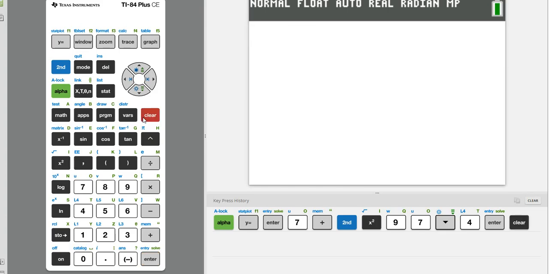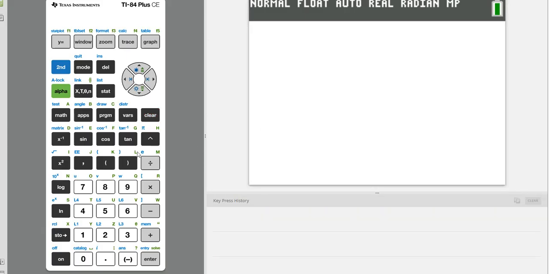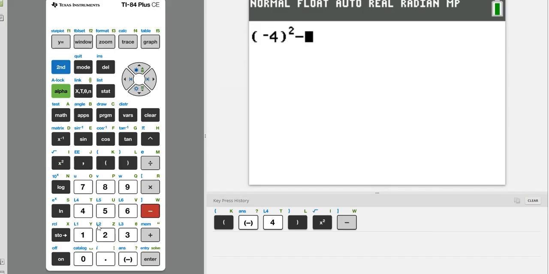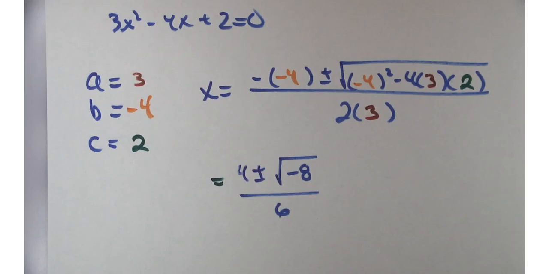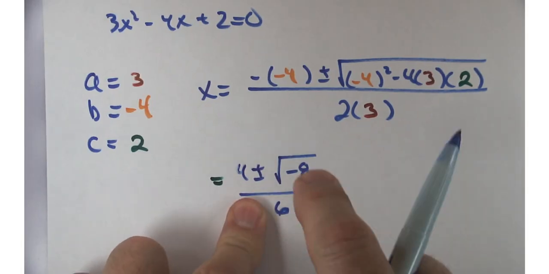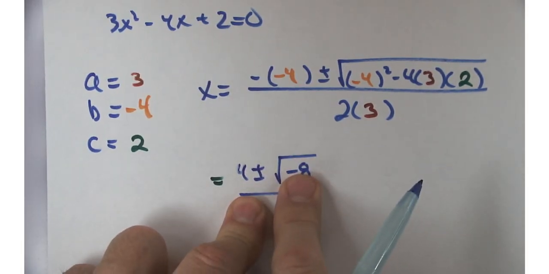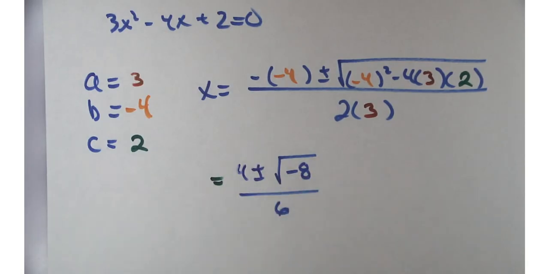If not, there's nothing wrong. In fact, I encourage you, if you're not really good with your arithmetic, just take out a calculator and do negative 4 squared minus 4 times 3 times 2. And it should pop out with a negative 8. Great. So if you wanted to just immediately jump down to here, I'm fine with that. But get this part right. If you don't get that part right, it's hard for me to give you partial credit because it probably will simplify in a much different way.